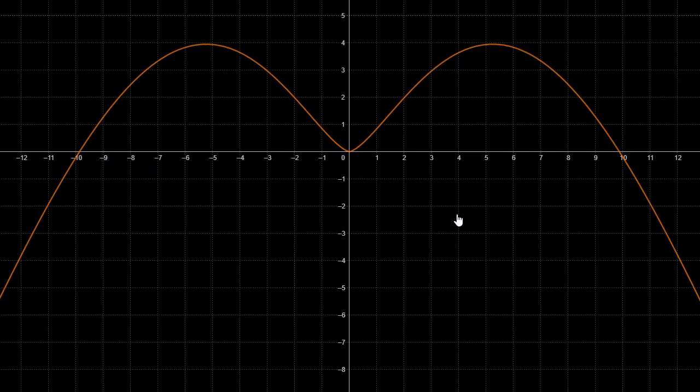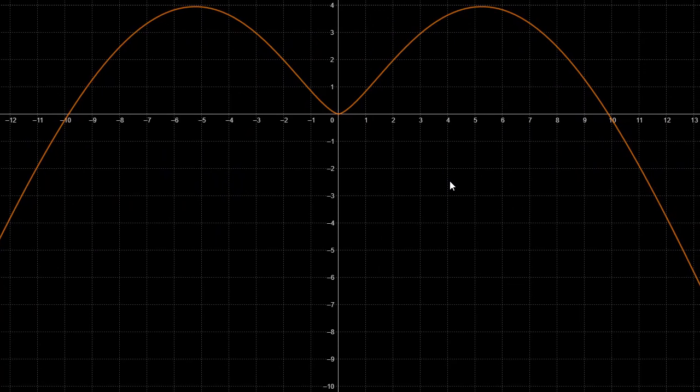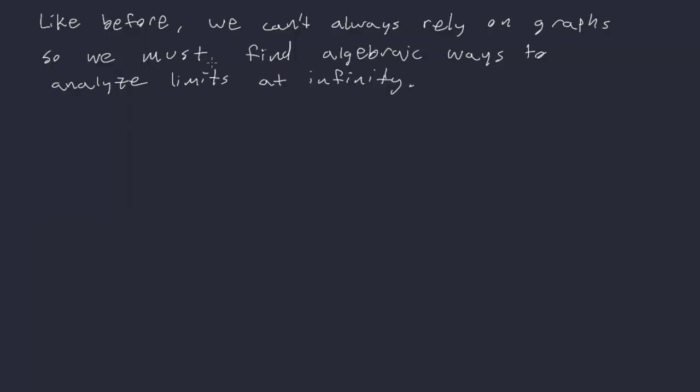Okay, so like always, we can't always count on a graph. So what do we do when we can't count on a graph? We have to come up with algebraic ways to analyze limits like this. And that's what we're going to do for the rest of this lesson. Okay, so just to write that down, like before, we can't always rely on graphs, so we must find algebraic ways to analyze limits at infinity.